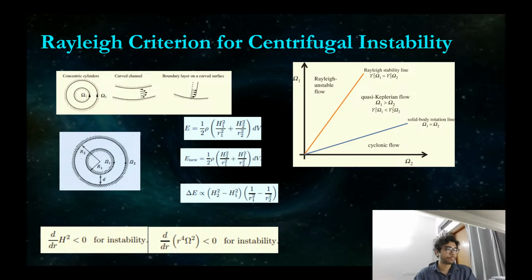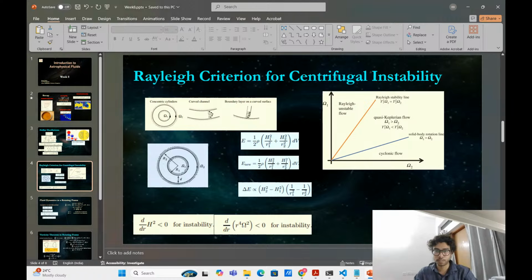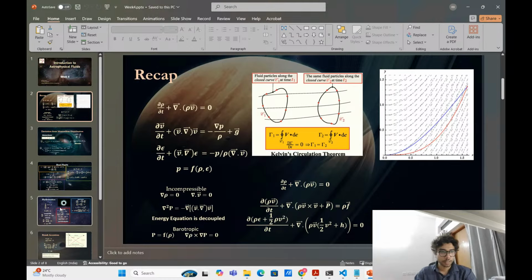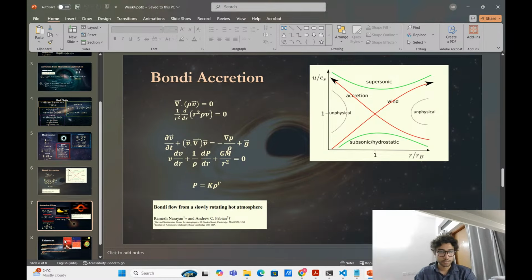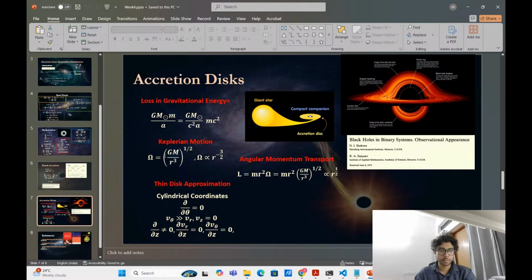So if you remember, when we did this in one of our previous weeks, let me open that up. Yes, so this is the condition for Keplerian motion, right? So omega goes as r to the power of minus 3 by 2. So omega decreases as we go to higher r, right? Whereas angular momentum, if you see, it increases with r, right?